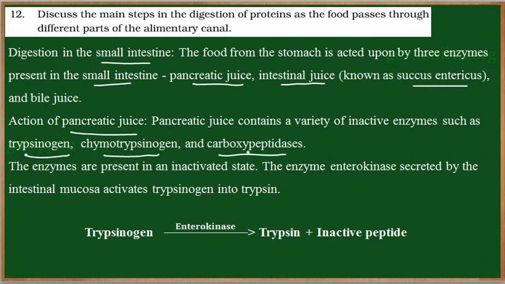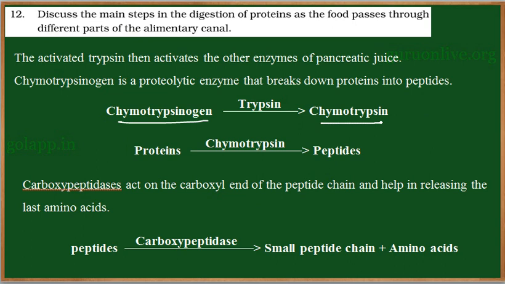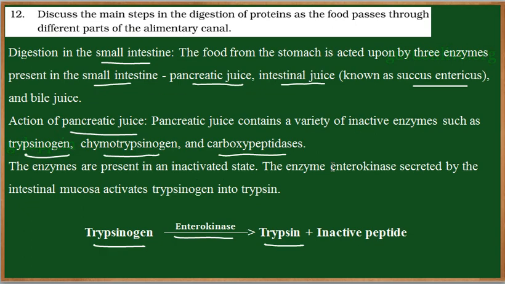Once the food enters the small intestine, the enterokinase, an enzyme released by the small intestine, converts trypsinogen into trypsin. Now one enzyme has got activated, that is trypsin. Once trypsin gets activated, it converts the other two enzymes, chymotrypsinogen and procarboxypeptidase, into their active forms. So chymotrypsinogen becomes chymotrypsin and procarboxypeptidase becomes carboxypeptidase. Now all these enzymes are present in an active form.